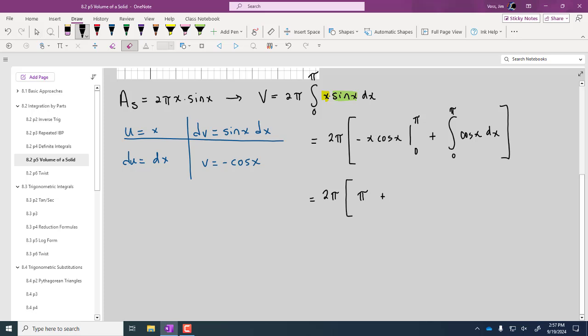This part we integrate cosine to get sine, from 0 to pi. And how much is that going to contribute? Not much, right? Sine of pi is 0, sine of 0 is 0. So that's going to give us 0. 2 pi times pi, 2 pi squared.